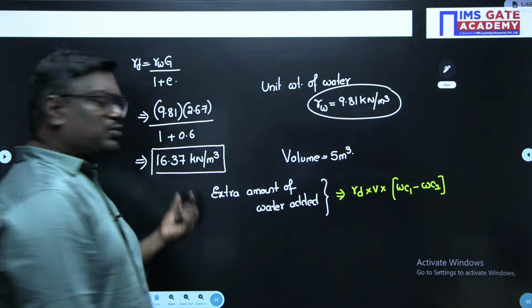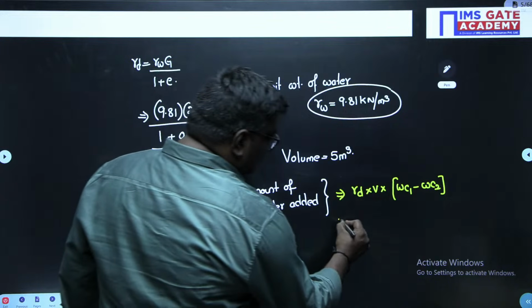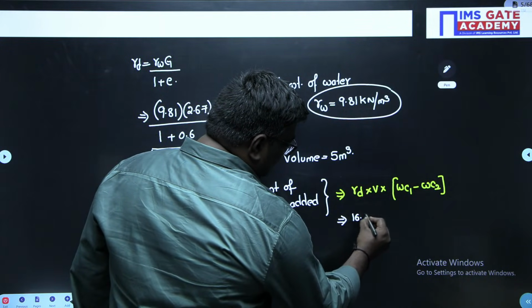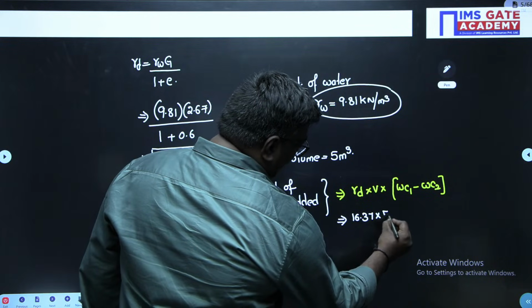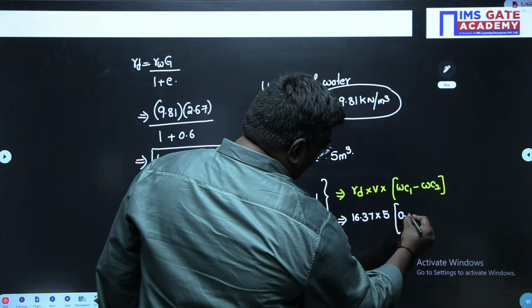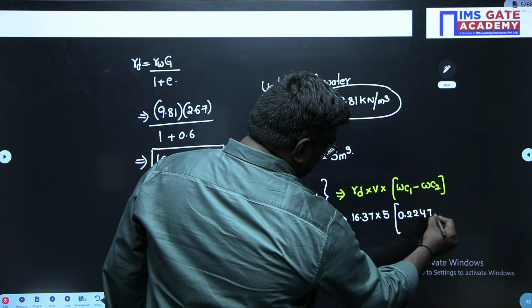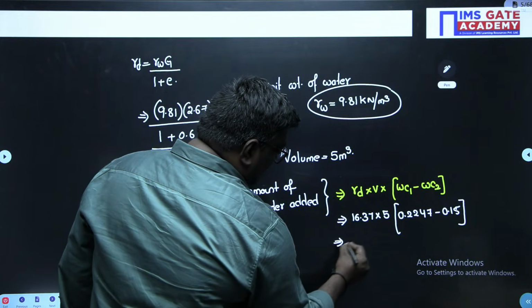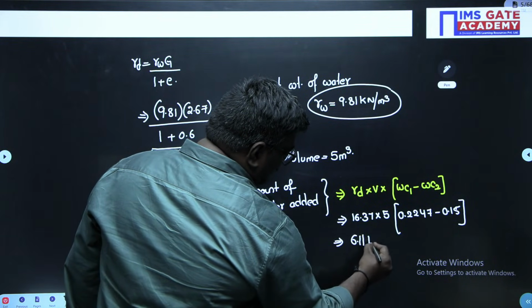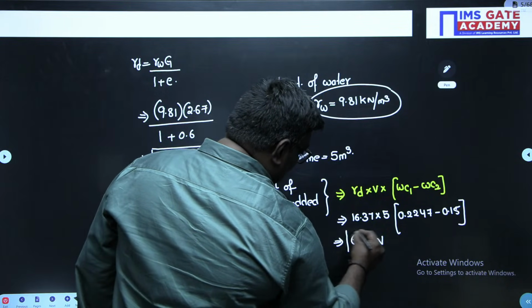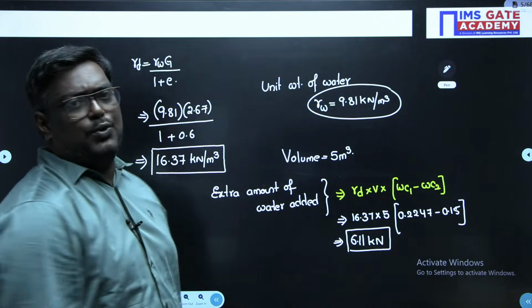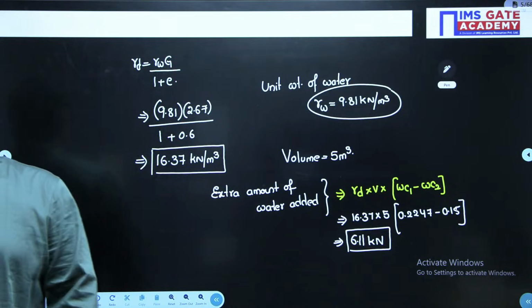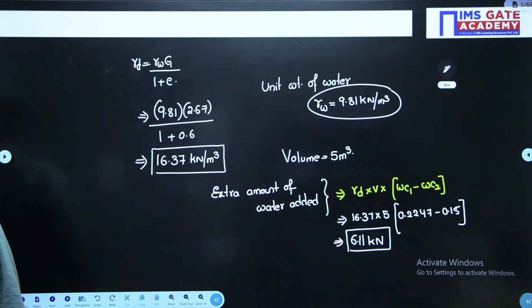Here, my dear students, the dry density is almost 16.37, into volume 5, into water content 0.2247 minus 0.15, which is given in the question. If you solve this, you will roughly get an answer of 6.11 kilonewton. The answer you can round off to 6 kilonewton. So, please write this down, my dear students.